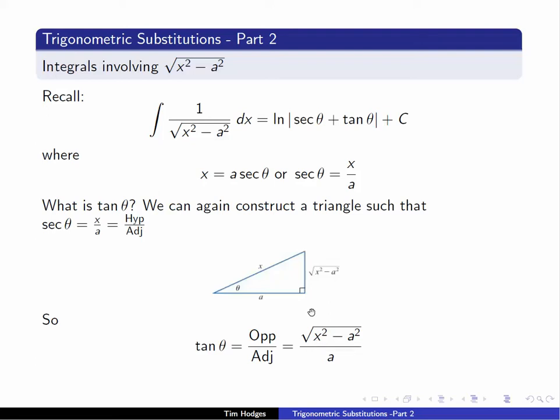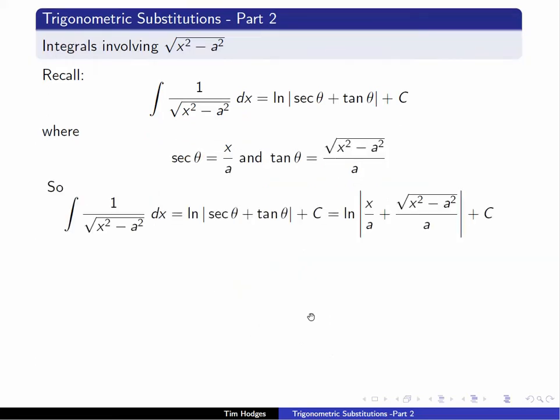So putting this all together gives us our final answer, that the integral of 1 over root x squared minus a squared is log secant theta plus tan theta plus c. So that's log of x over a plus root x squared minus a squared over a, plus c. So that's an answer. It's not the standard answer for this indefinite integral. So let's just see how we can play around with it a little bit to get to a more familiar form.